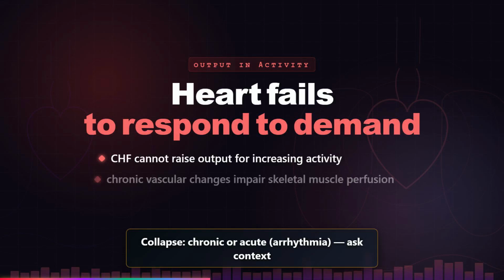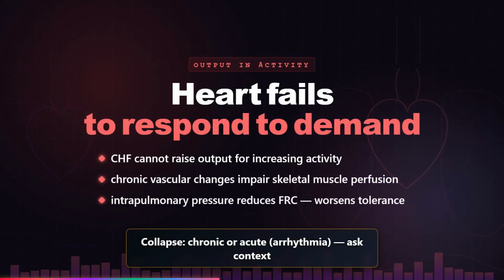Episodes of weakness on exertion or exertional collapse may be related to these chronic alterations in cardiac output capacity, or may result from acute decrease in cardiac output caused by arrhythmias. It is important that the clinician carefully questions the owner about the circumstances in which weakness occurs: during exercise, immediately after exercise, or at rest.